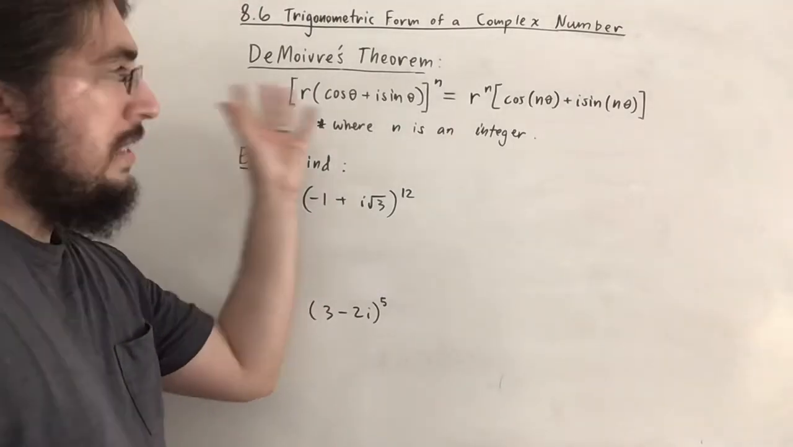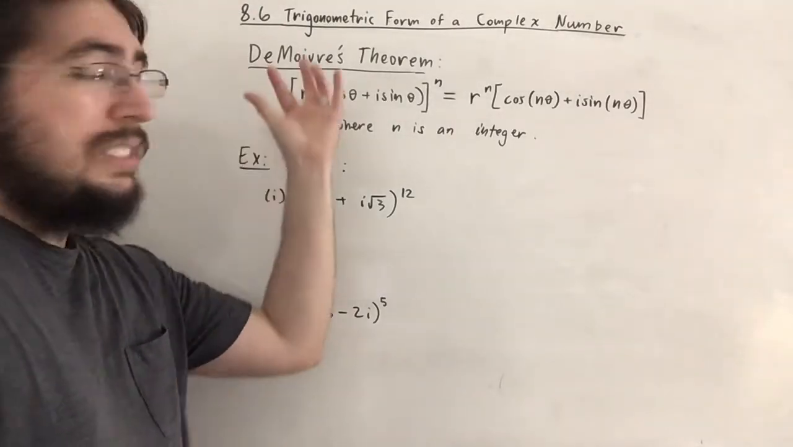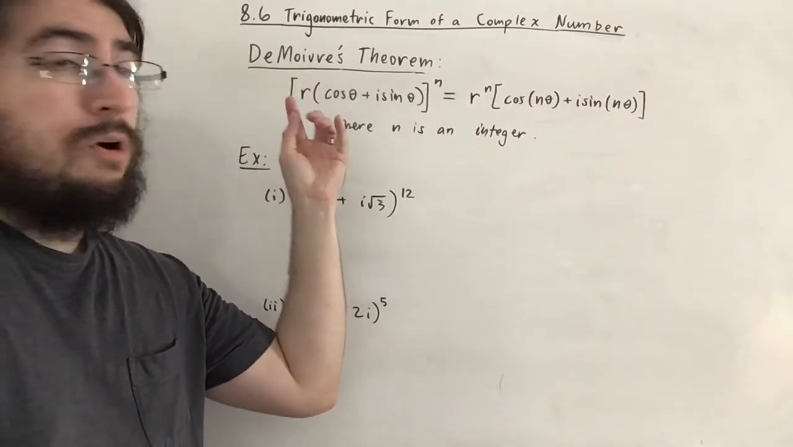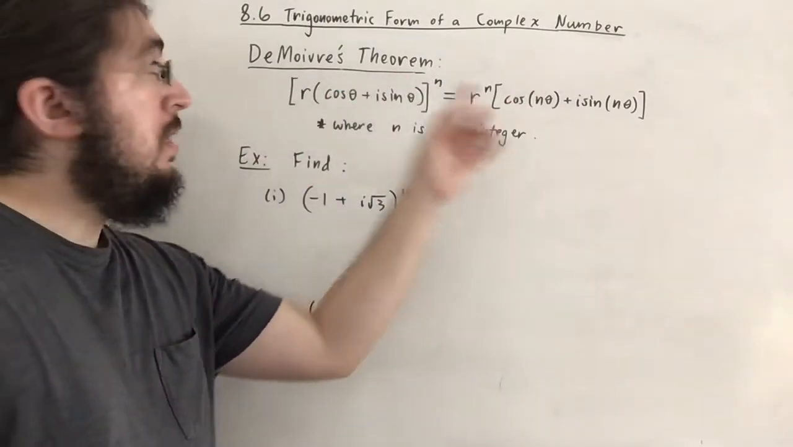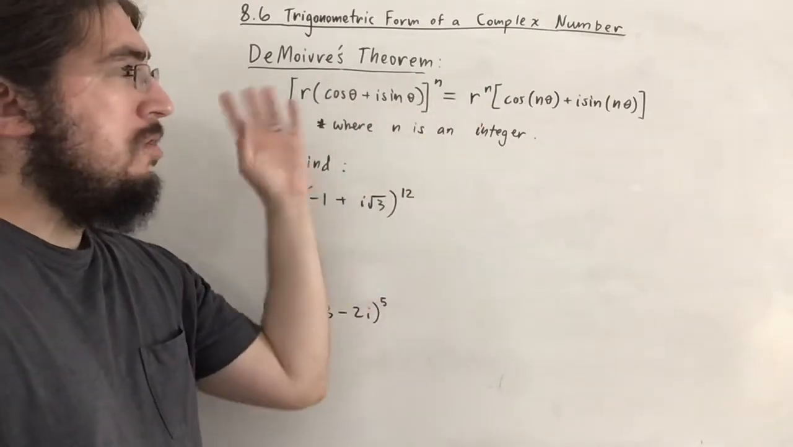Right, so now his theorem is kind of interesting. It basically says if you have a complex number in trig form and you take it to an integer power, then the following holds. So the radius you just take to that power like usual, that's fine.